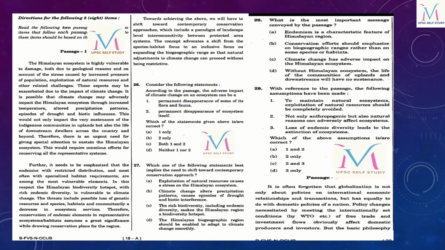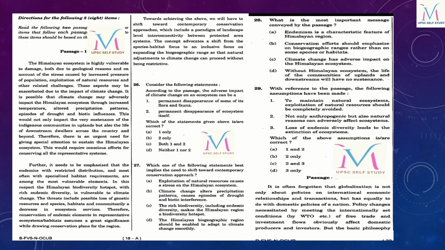Conservation efforts should emphasize biogeographic ranges rather than only some species or habitats. Protecting efforts should emphasize the biogeographic ranges also, like the Himalayas should also be protected. Not only the species and habitats, the geographic ranges also should be protected. So for question number 28, B is correct.